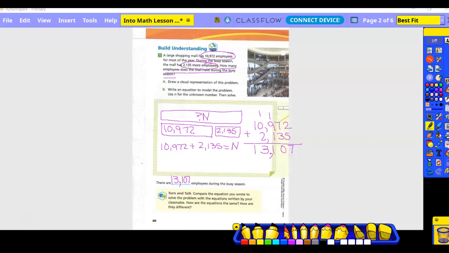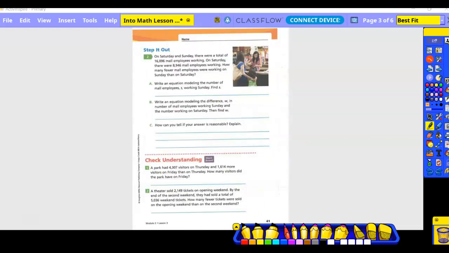Now, if they do not have that for us to fill in, would we have to put our own label? Yes. Okay. Stepping out, number 2. On Saturday and Sunday, there were a total of 16,096 mall employees working. On Saturday, there were 8,946 mall employees working. How many fewer mall employees were working on Sunday than on Saturday? So we need to pull out our information. So we need to pull out 16,096, 8,946, and then we're looking for how many fewer mall employees were working on Sunday than on Saturday.